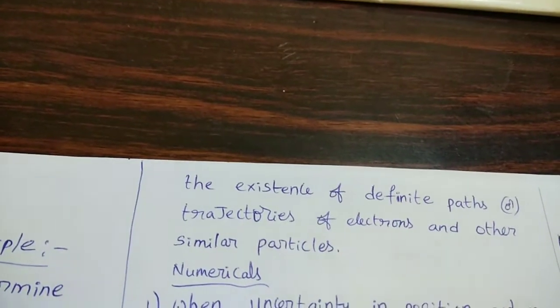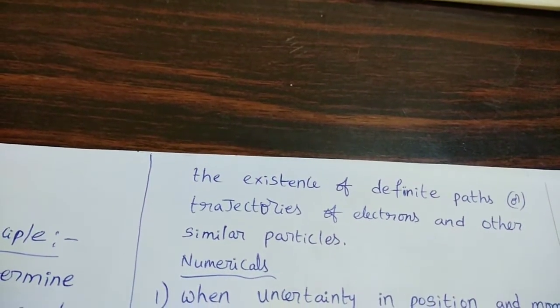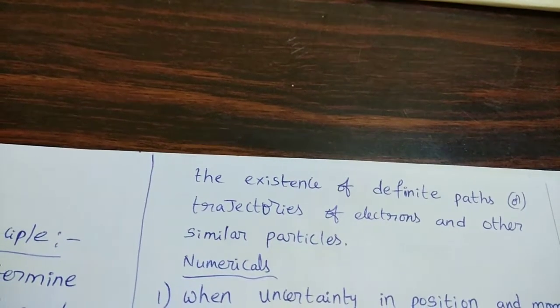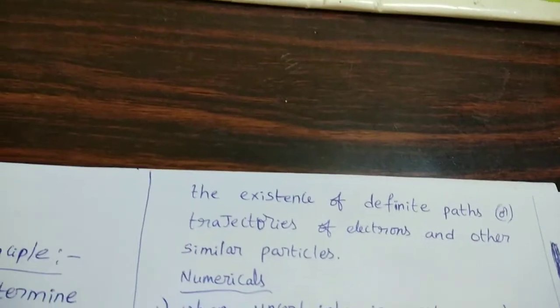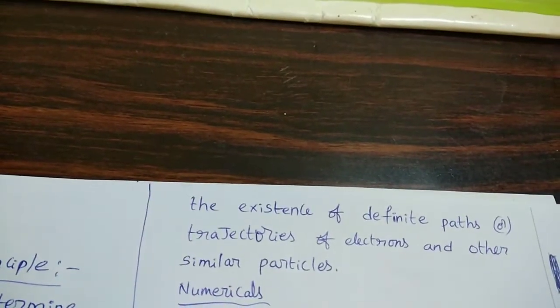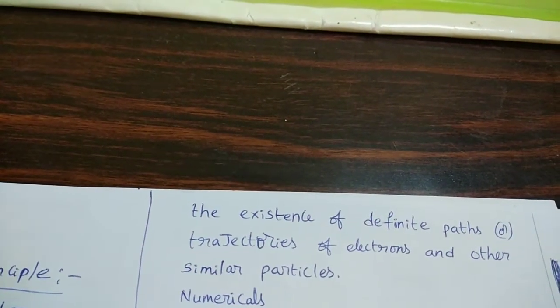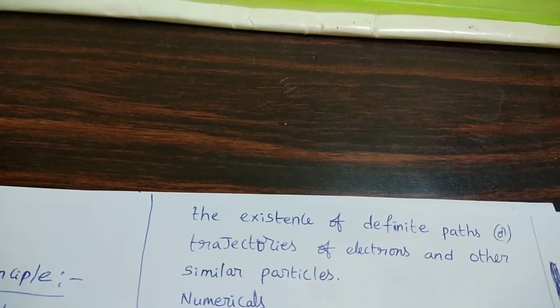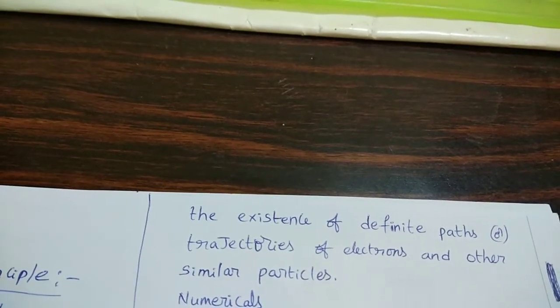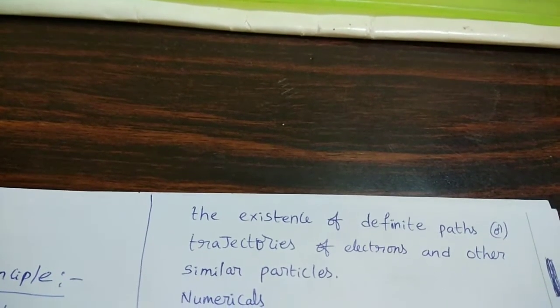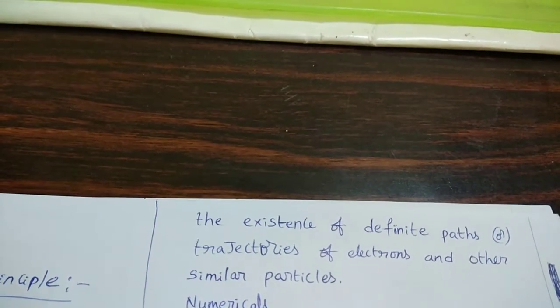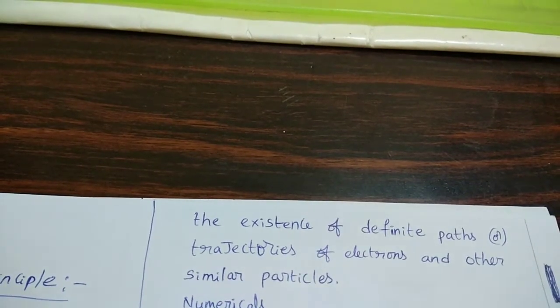It rules out the existence of definite paths or trajectories of electrons and other similar particles. In case of electrons present in the atom, according to Bohr's atomic model, Bohr proposed that, and also Rutherford proposed that, electrons are revolving around the nucleus in fixed circular paths. That means a definite path is there for the moving of electron inside the atom.